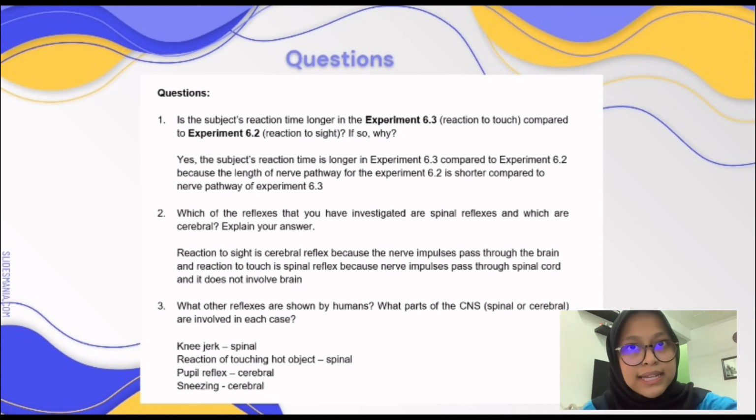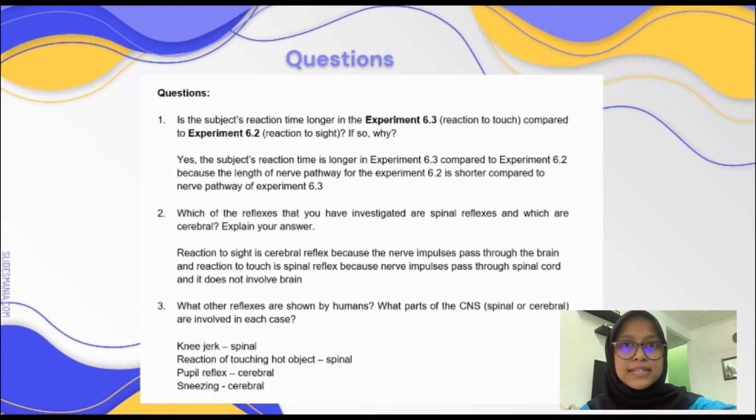The second one is: which of the reflexes that you have investigated are spinal reflexes and which are cerebral? Reaction to sight is a cerebral reflex because the nerve impulse passes through the brain, and reaction to touch is a spinal reflex because the nerve impulse passes through the spinal cord and does not involve the brain.